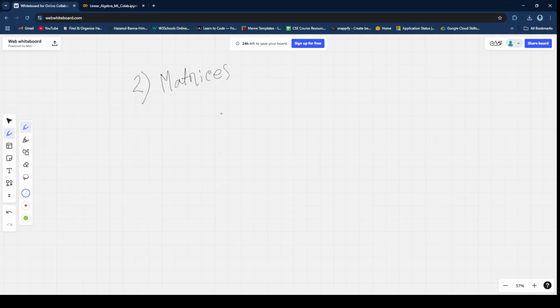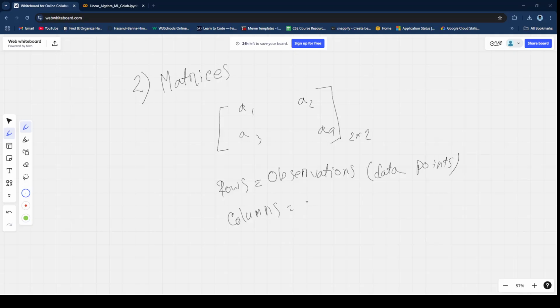You have already seen this earlier, right? Let's say A1, A2, A3 and A4. This is a 2 by 2 matrix, right? So this is a 2D array where the numbers are arranged in rows and columns, and in machine learning, the rows are something like the observations or the data points, and the columns are something like the features, or also the variables.